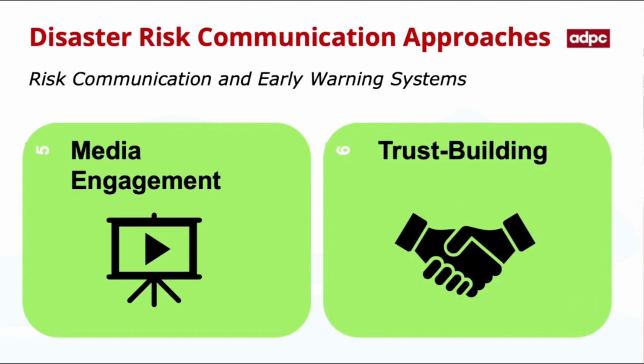Trust building is the sixth element. The public must trust the sources of information if they are to act on warnings and follow guidance. If agencies have a problem with trust, it is important for them to partner with trusted intermediaries such as local leaders.